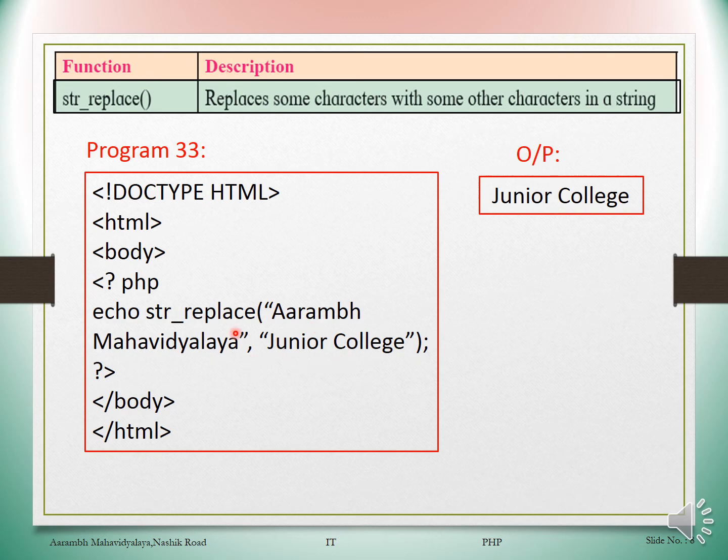Therefore when this function runs, these first two words will be replaced by these other two words, and therefore our output will be junior college. Here again remember that str_replace, these two are different words, and they are combined by using the underscore. Got it? You can replace any data or any letter by using this str_replace function.